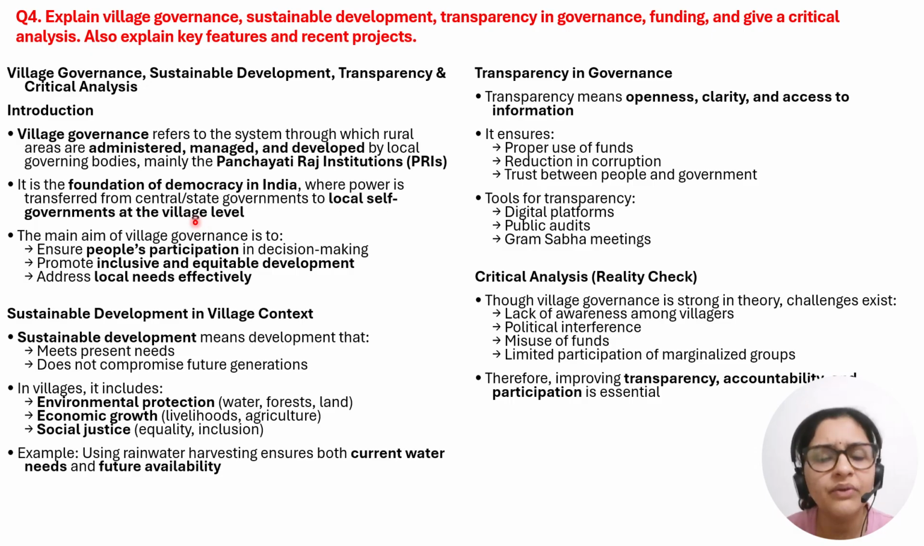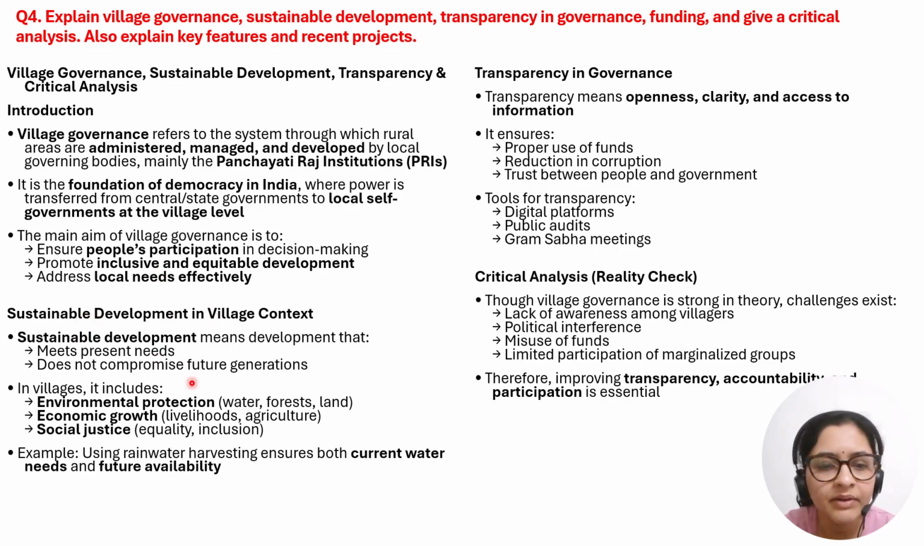It is a foundation of democracy in India where the power is transferred from central or state governments to the local governments at village level. The main aim of village governance is to ensure people's participation in decision making. So people also should be involved in any decision making process, promote inclusive and equitable development, and address local needs effectively.